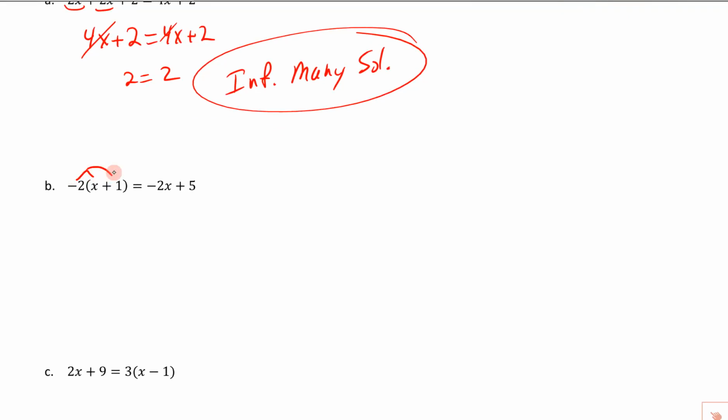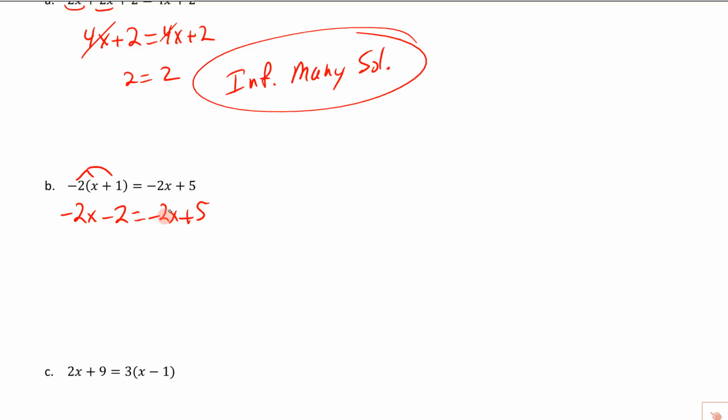Again, we're going to distribute through to do some simplifying. So this is going to be negative 2x. Negative 2 times 1 is going to be negative 2. And then we've got negative 2x over here, and then plus 5. At this point, just read this off. Negative 2x minus 2 equals negative 2x plus 5. The variable part is the same on both sides, but the numbers are different. So we know that's not going to work. There's no way you can take negative 2x and subtract 2 from it and get exactly the same thing as if you started with negative 2x and added 5 to it.